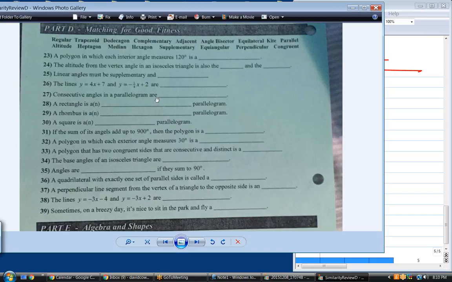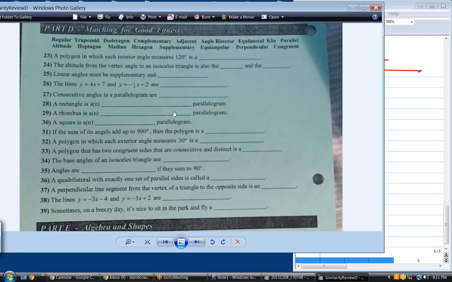Consecutive angles in a parallelogram are? Complementary. A rectangle is what kind of a parallelogram? Equiangular. I can't say that word. Yeah, I think that's the answer.